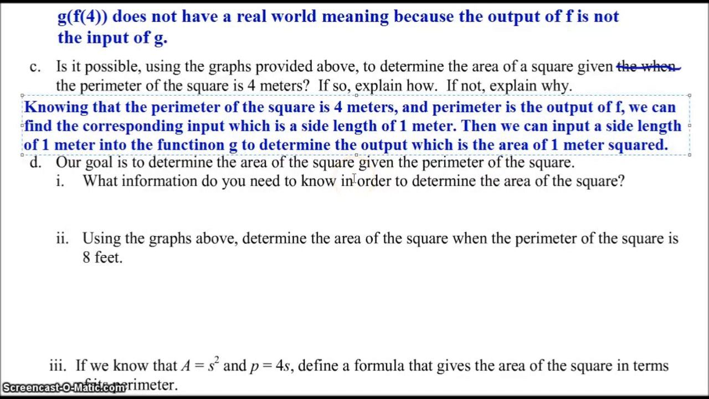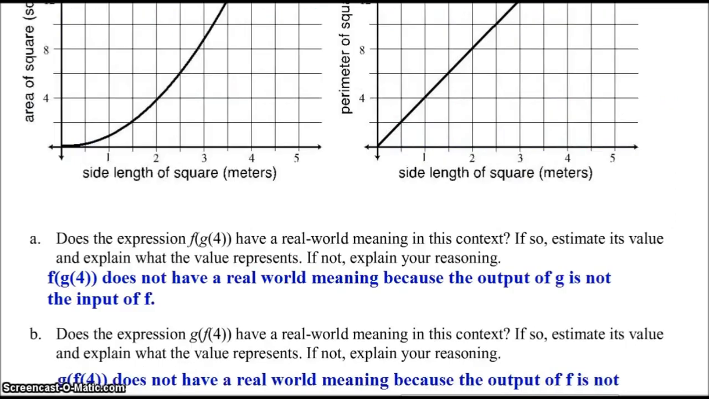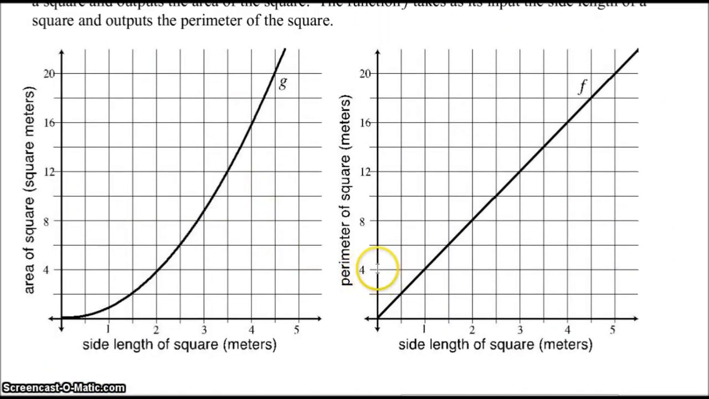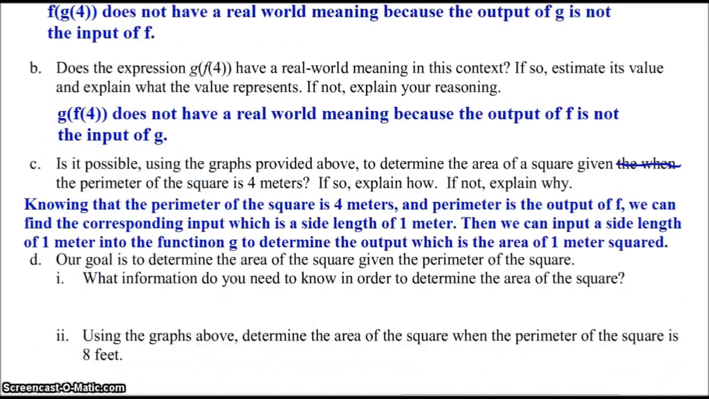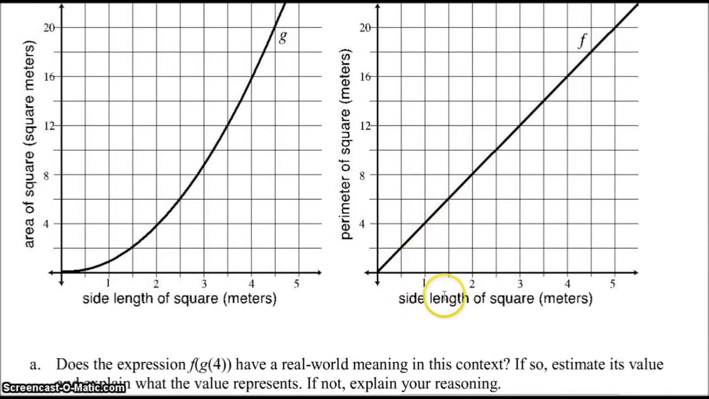So again, just to recap, knowing that the perimeter of the square is 4 meters, and the perimeter is the output of f, we can go backwards and find the corresponding input, which is a side length of 1 meter. So that was right here. Got our perimeter, go backwards from the output and find the input. Then we can input a side length of 1 meter into the function g to determine the output, which is the area of 1 meter squared.